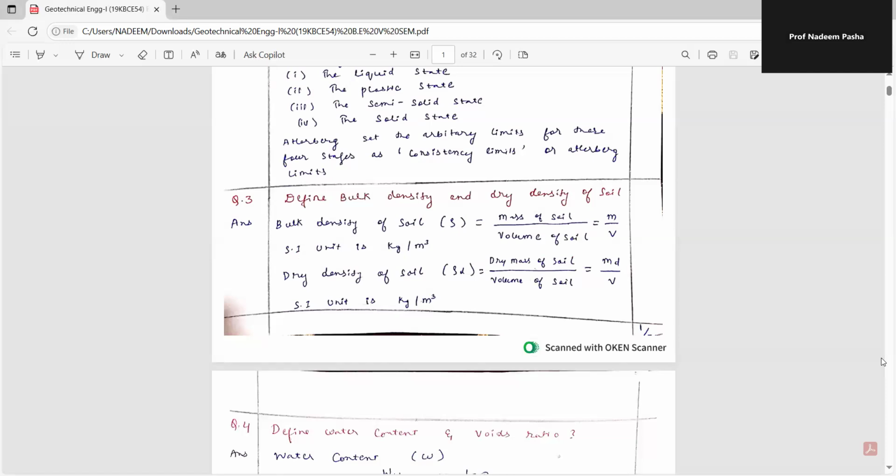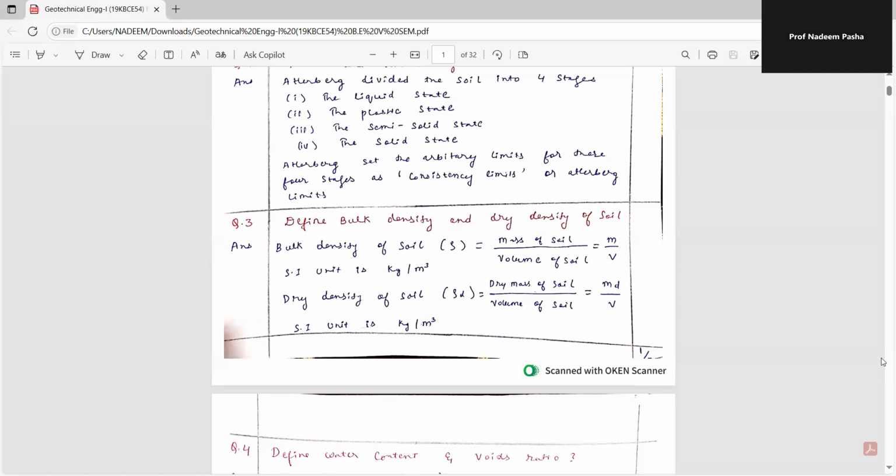Atterberg was a scientist. He divided the entire soil into four states, namely the liquid state, the plastic state, the semi-solid state, and the solid state. And he set certain limits for these four states. Those limits are known as consistency limits or Atterberg limits.